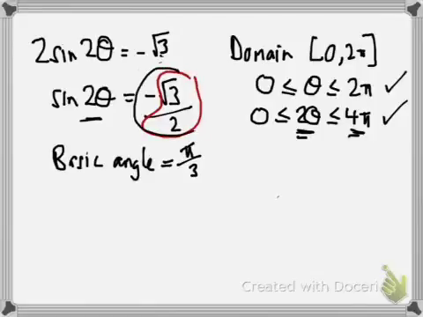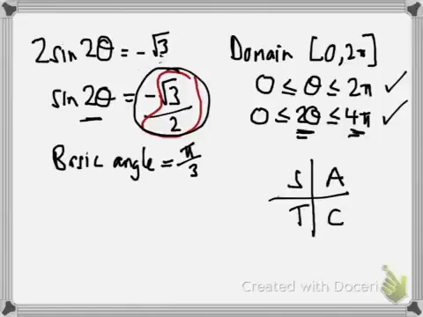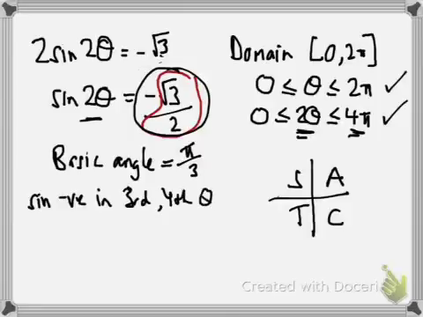Now it's negative root 3 on 2. So we're looking for quadrants where sine is negative. And sine is negative in third and fourth quadrants.